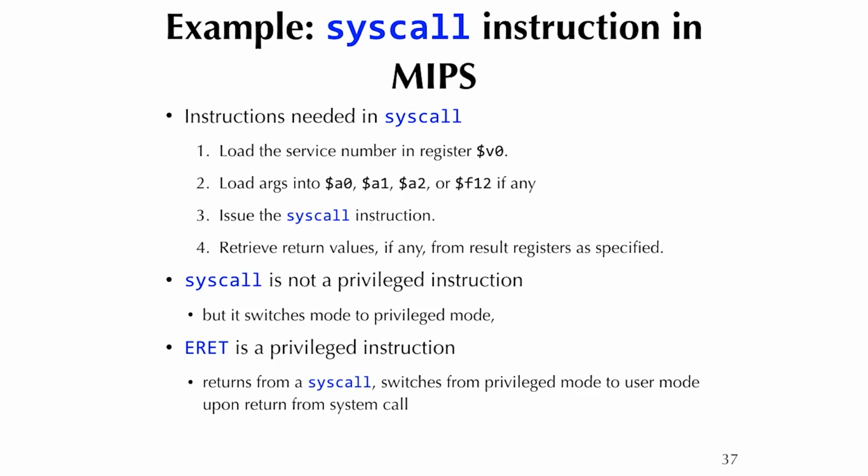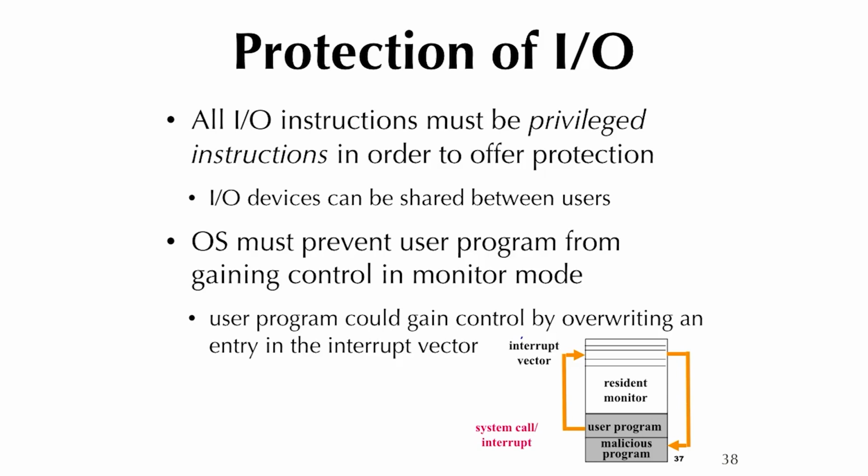Now, once it's in system call in kernel mode, to return from it, in the MIPS instruction set, you have to use ERET for return from kernel mode. Then that is a privileged instruction, because it then switches back from privileged mode back to user mode, right? Well, where it came from. Now, in addition to this kind of system call instructions, I/O instructions need to be privileged.